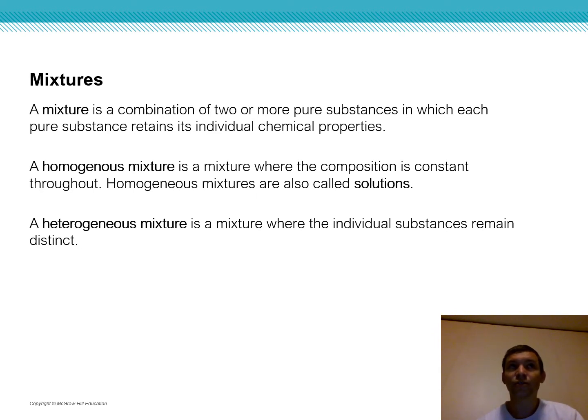It's not just like salt water where it's a solid dissolved in a liquid. It could also be a solid dissolved in another solid, like any of your alloys where you have two different metals that have been melted, not a chemical change, but a physical change, melted together and form a combination, one metal dissolved in the other, so to speak.